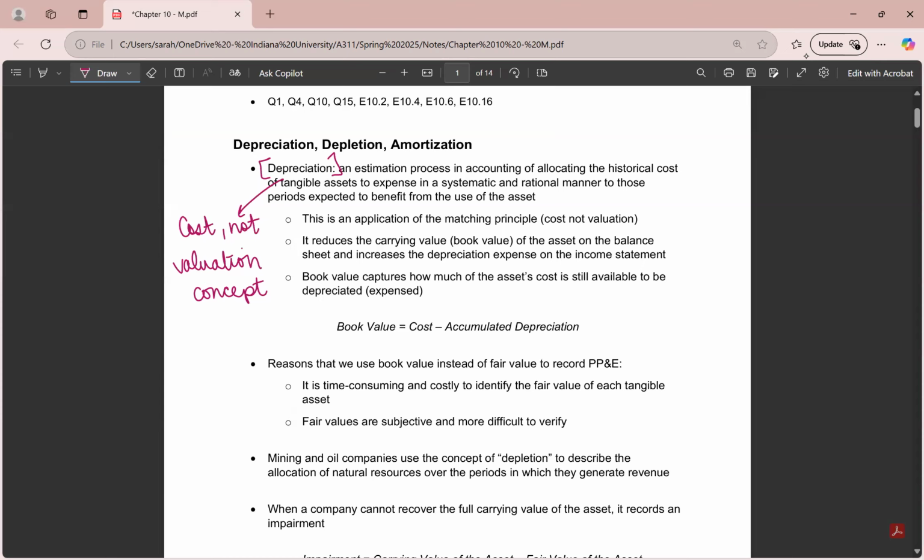So depreciation is the process of taking the historical cost of these assets and then allocating it, separating it piece by piece, and expensing it in a certain systematic way. And so we're going to have a couple of different methods that we'll talk about for how firms can depreciate their assets.